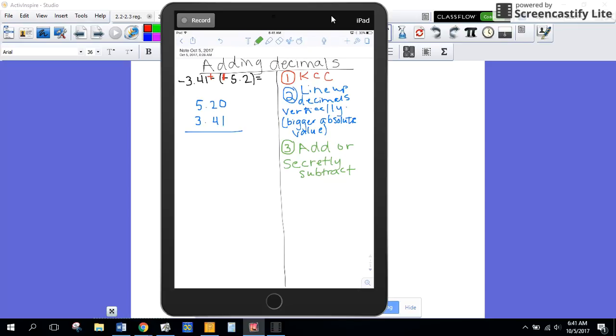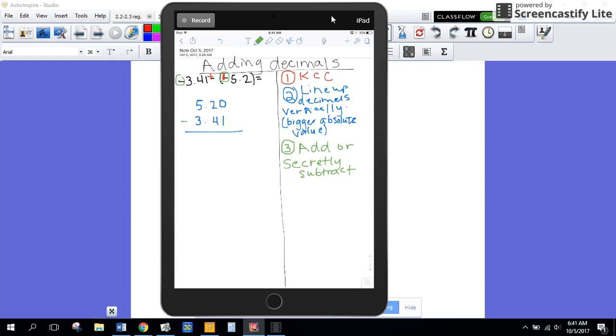Okay, so just a refresher, we determine if we add or secret subtract based on the signs of our numbers. So when I look at my numbers, I see that I have a negative, and once I KCC'd, I have a positive. So when my signs are different, that means that my counters would cancel out, which is another way of saying that I'm going to subtract some of my numbers.